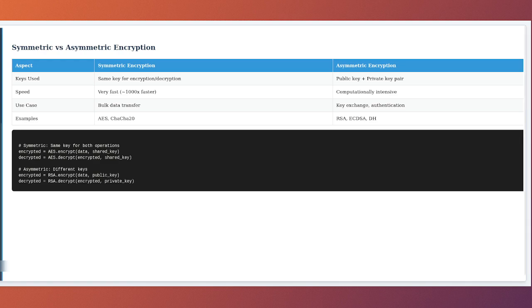This is why TLS is brilliant. It uses asymmetric encryption only for the initial handshake, to securely exchange symmetric keys. Then, it switches to fast symmetric encryption for everything else. It is like using an armored car, slow but secure, to deliver a sports car, fast and efficient, that you will actually use for your journey.